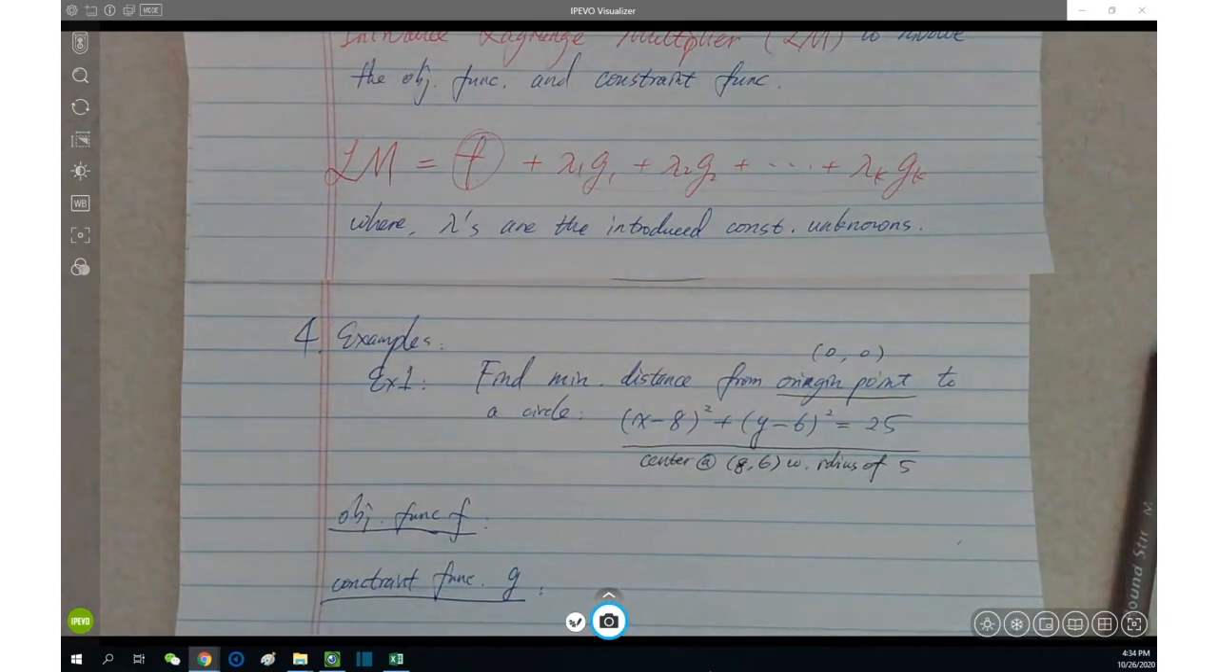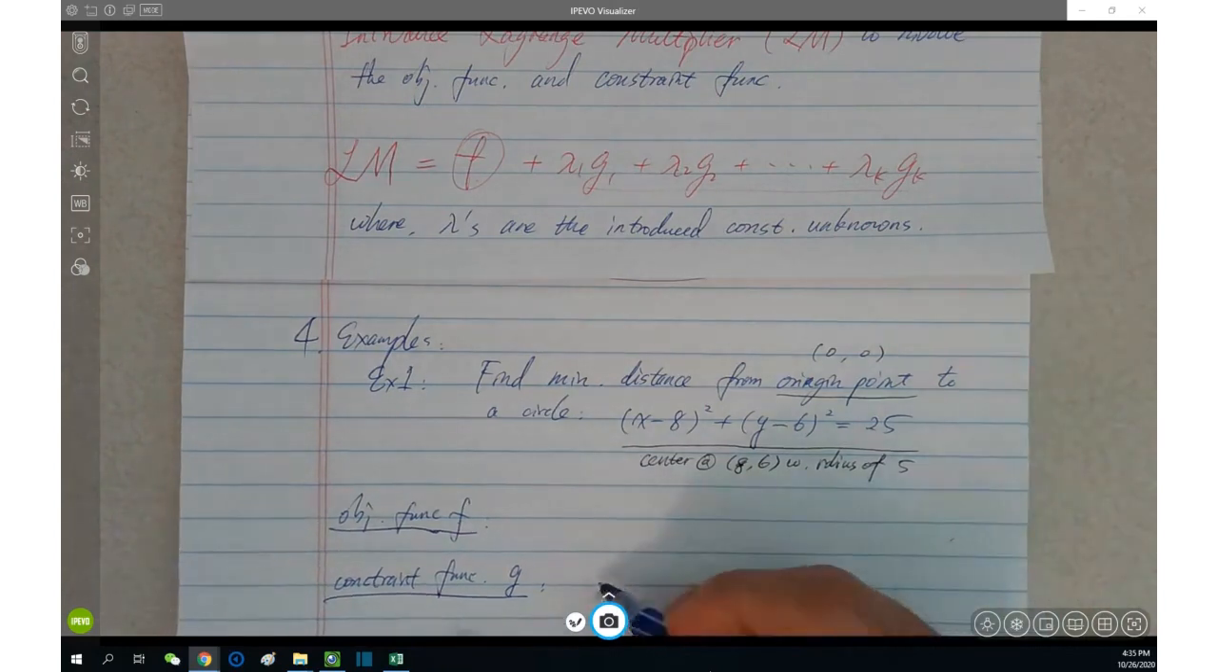Anyone knows who is the objective function in this particular example? Who is it? Or you can go with the constraint function g, whichever you are able to identify first. Any comments? Would the constraint function be our circle? Very good. Kevin got the first one. The constraint function is a circle. Very good.